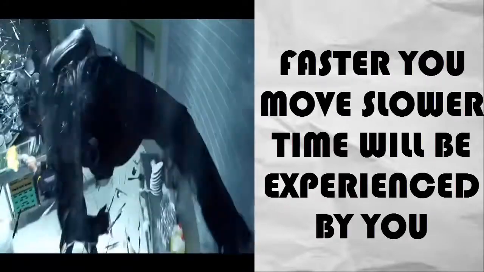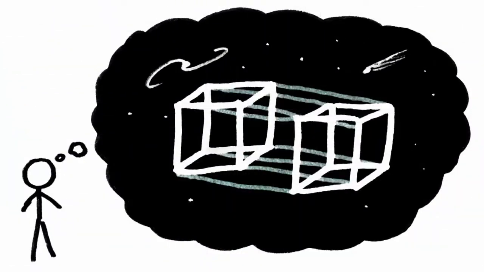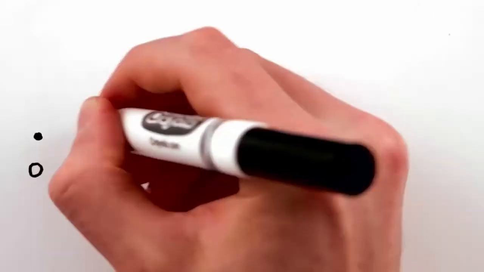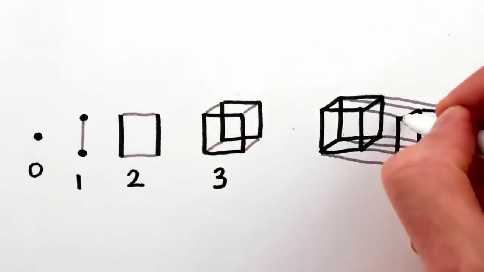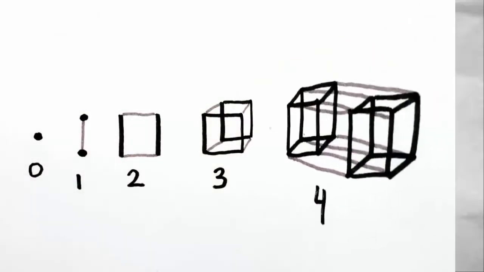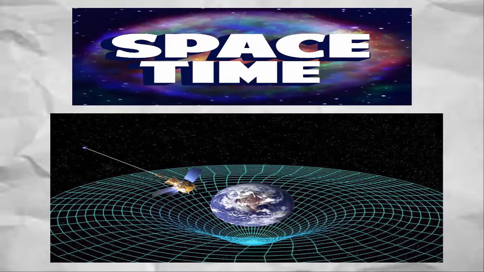Now, first, to understand this, we need to understand the 4 dimensions that we as human beings can perceive while experiencing the beauty of our universe. The 4 dimensions are length, breadth, and height that make up space, and then we have our 4th dimension, that is time, together known as space-time.